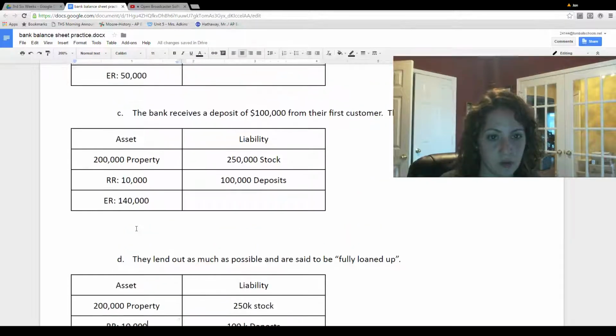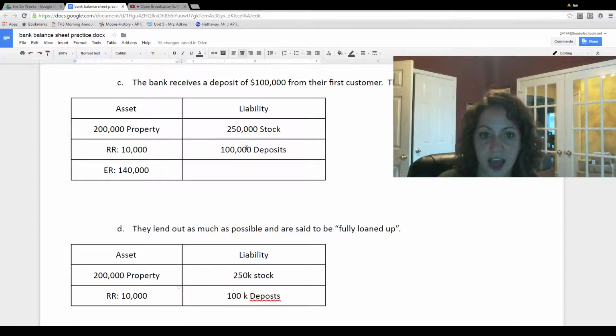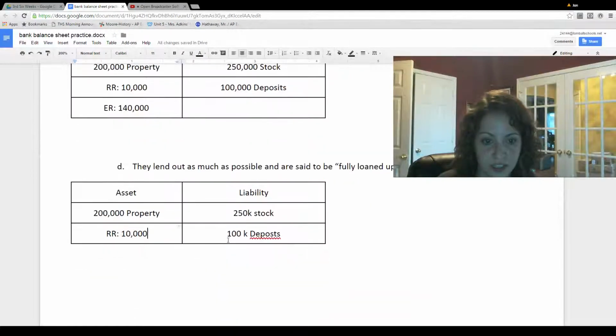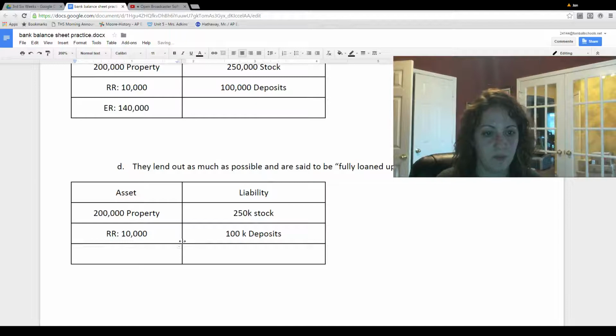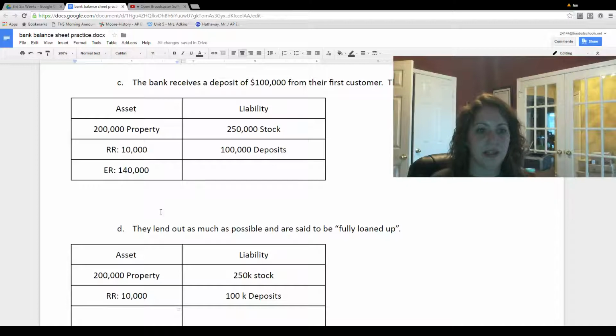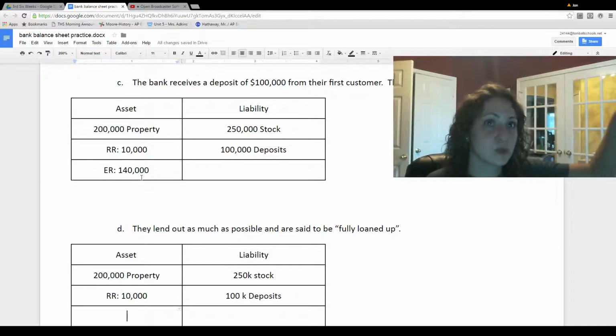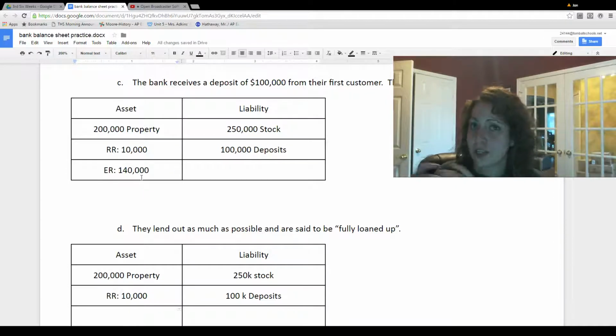Okay, so it looks like everything that hasn't changed we have brought down. We've clicked, copied, and pasted. But they lend out as much as possible. Well, how much can this bank lend out? Let's see here. They sold stock. There's a whole bunch of deposits. Here's property that they bought with that stock. Here's what they cannot touch. But here's excess. Excess, they can loan out all of their excess reserves, but they can't loan out the required reserves because that's required to stay in. But they can loan out what is excess.